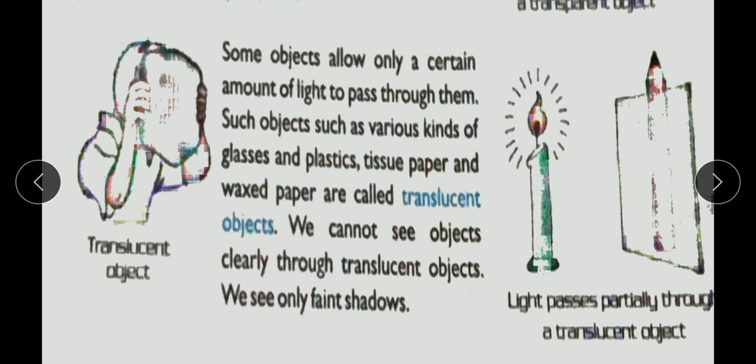And we cannot see objects clearly through translucent objects. We can see only faint shadows. And you can see this boy is able to see only partially through one side. Now we come to the conclusion that opaque objects form a dark shadow and the light does not pass. In translucent objects, light passes partially and a faint shadow will form. In transparent objects, light passes completely and no shadow will be formed.